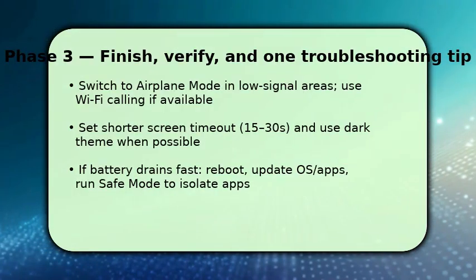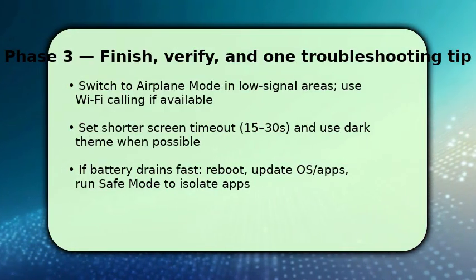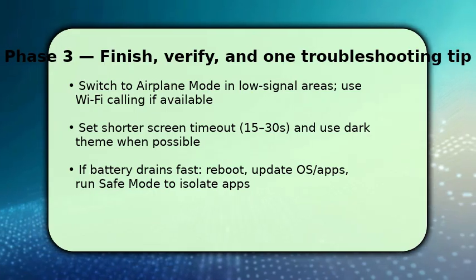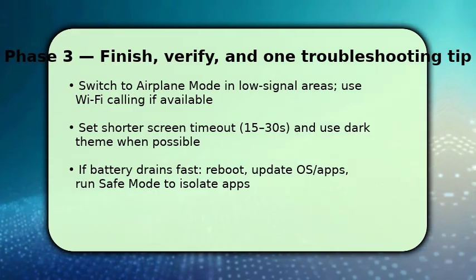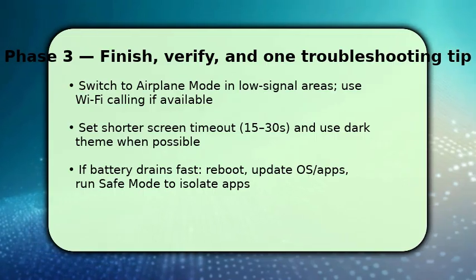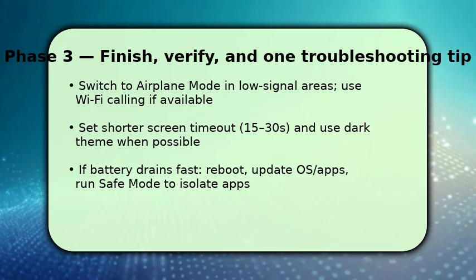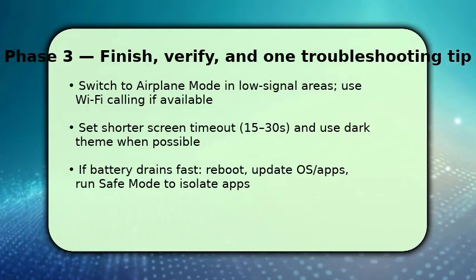Finish by tuning network and display settings and knowing one troubleshooting tip. In areas with poor signal, switch to airplane mode because searching for towers burns battery. Use Wi-Fi calling when available. Set screen timeout to 15 or 30 seconds and enable a dark theme to save OLED power.